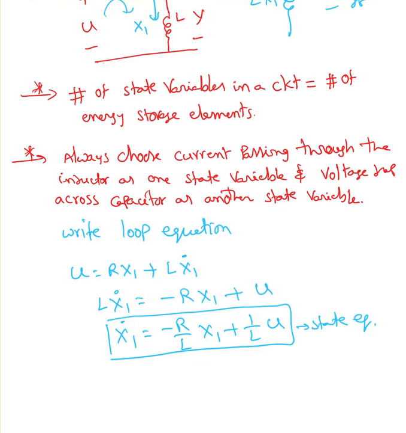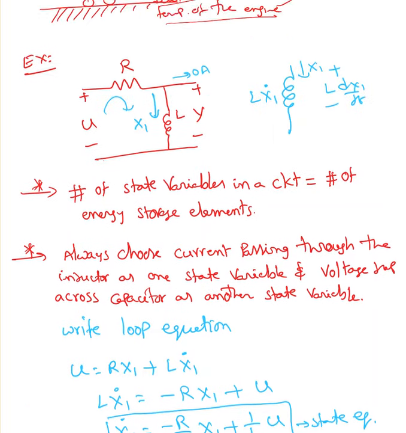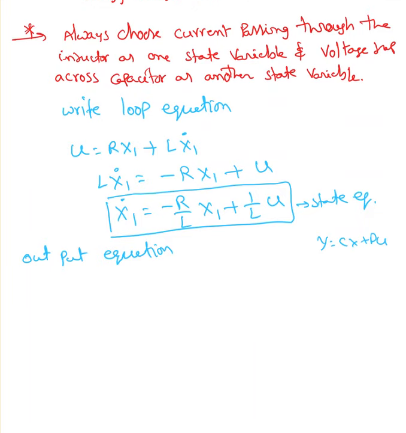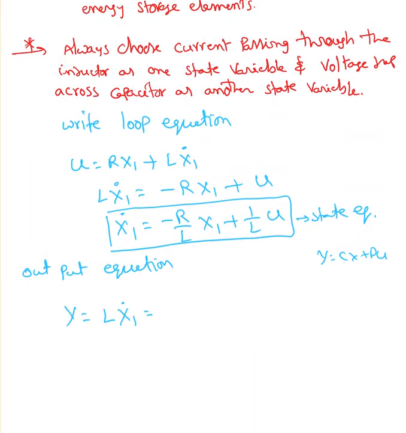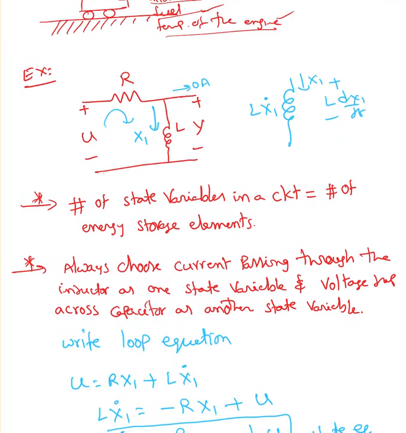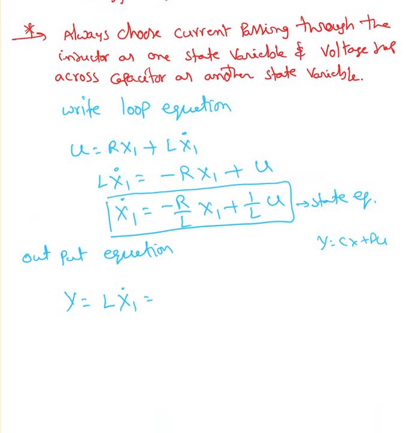Now to write down the output equation, which is y equal to Cx plus Du. Here, y is L x1 dot, because the output y is the voltage drop across the inductor. So y equal to L x1 dot, and L x1 dot I already have as minus R x1 plus u. This is my output equation.